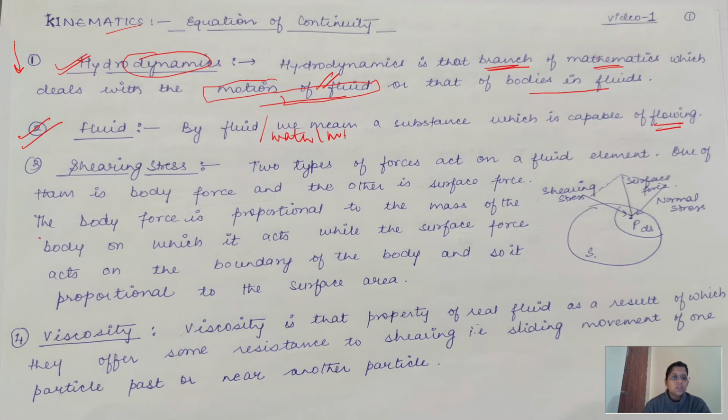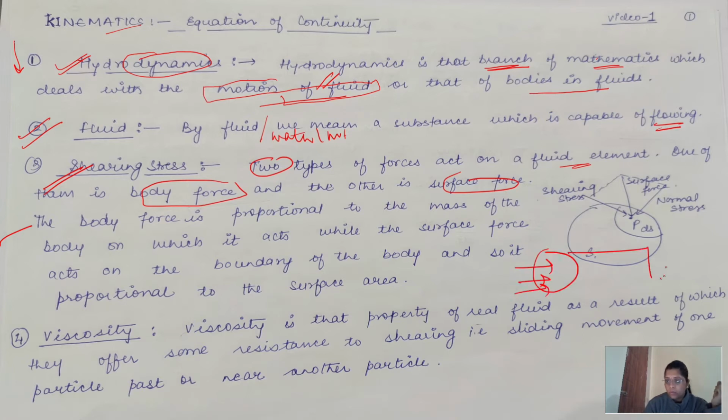Now next is shearing stress. Two types of forces act on fluid elements. One is the body force and the other is the surface force. So two types of forces are acting on the particles of the moving fluid: one is the body force and the other is the surface force.